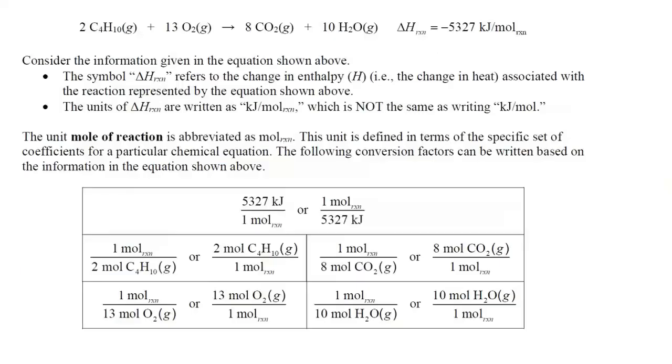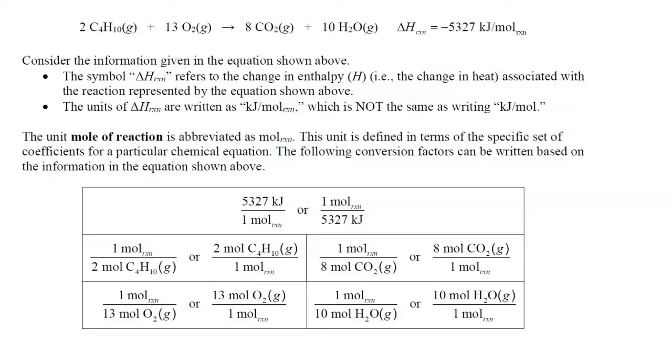I'm going to use this particular chemical equation as an example to teach you about the concept of mole of reaction. So mole of reaction is a very important concept in chemistry that students need to understand. So what do we know about this particular chemical equation? Well, the delta H is negative 5,327 kilojoules per mole of reaction. So we know from the negative sign of delta H that this chemical equation represents a reaction that is classified as exothermic. Again, negative delta H, exothermic.